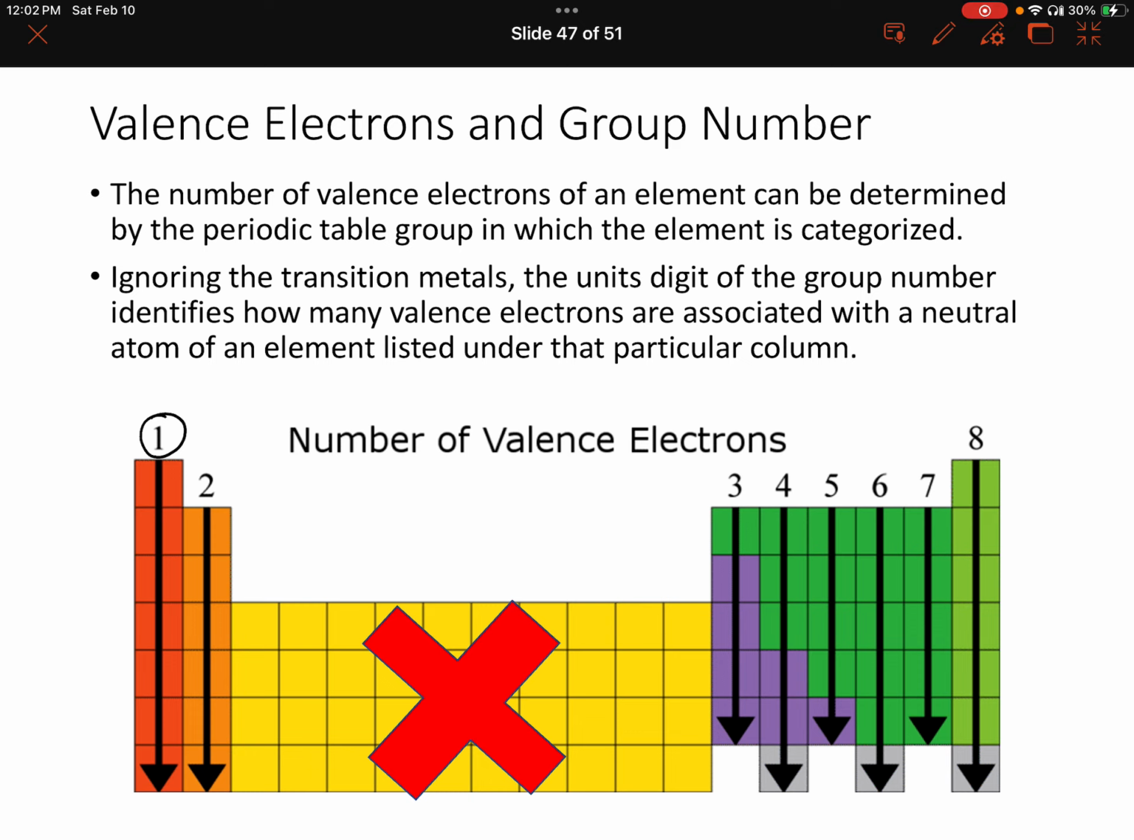Everything in group 2 has 2 valence electrons. Everything in group 3 has 3 valence electrons, and so on until we get to the last column, where all of the elements, the noble gases in column 8, have 8 valence electrons. So that is a really handy way to remember how many valence electrons something has. The reason we care about valence electrons, again, is because this is going to determine how atoms interact with each other. Do they transfer electrons? Do they share electrons? We'll get into that later on.